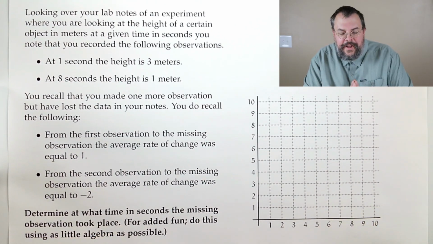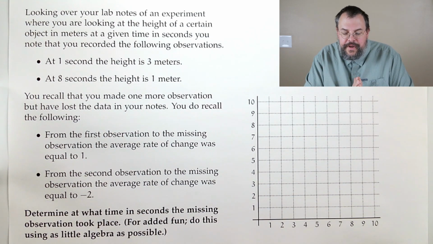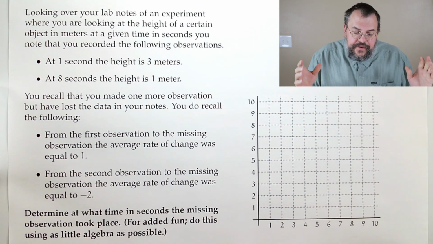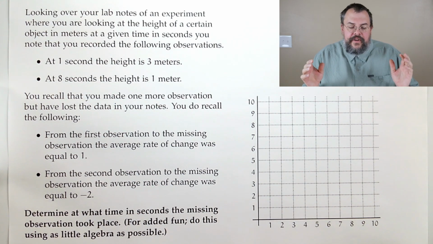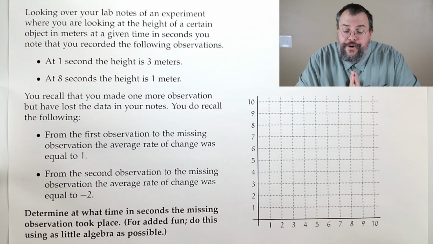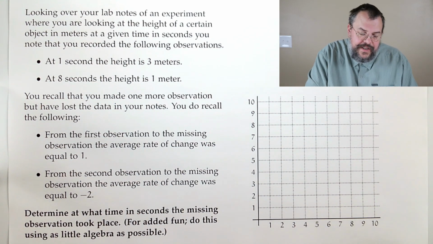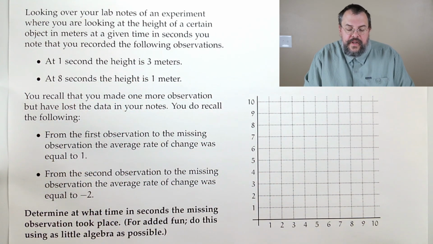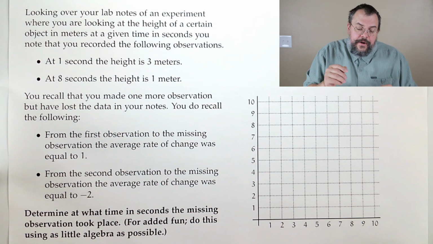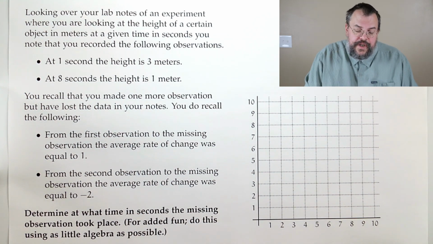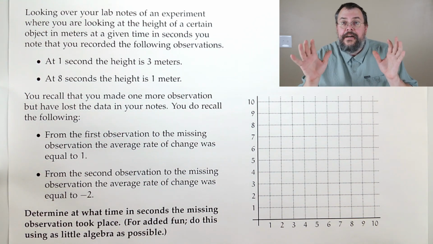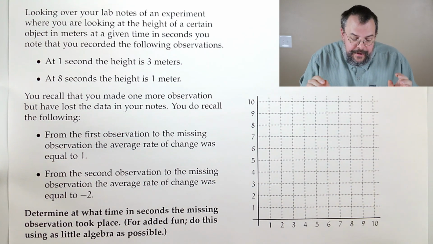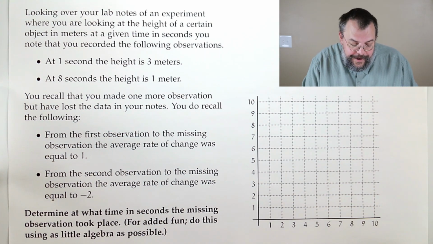All right. Looking over your lab notes of an experiment where you are looking at the height of a certain object in meters at a given time in seconds, you note that you recorded the following observations. So at 1 second, the height is 3 meters. At 8 seconds, the height is 1 meter. You recall that you made one more observation, but you've lost the data in your notes. Keep the data. Don't lose anything. All right, but you do recall the following.